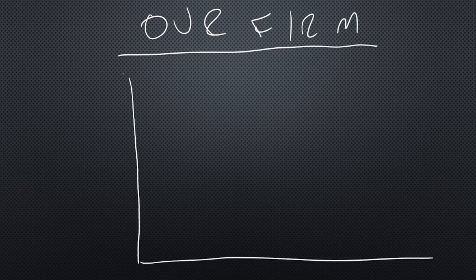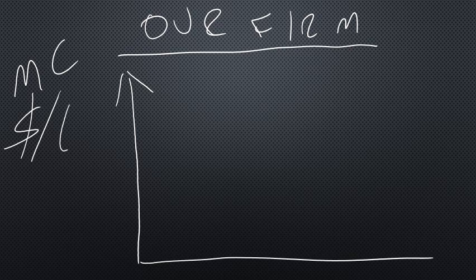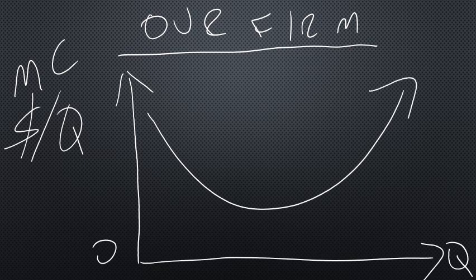Okay. So here we have marginal cost. It's a per unit cost. Here we have quantity, and what is the shape of the marginal cost curve? The shape is, you got it, it looks like this. It's U-shaped. We say it's U-shaped.